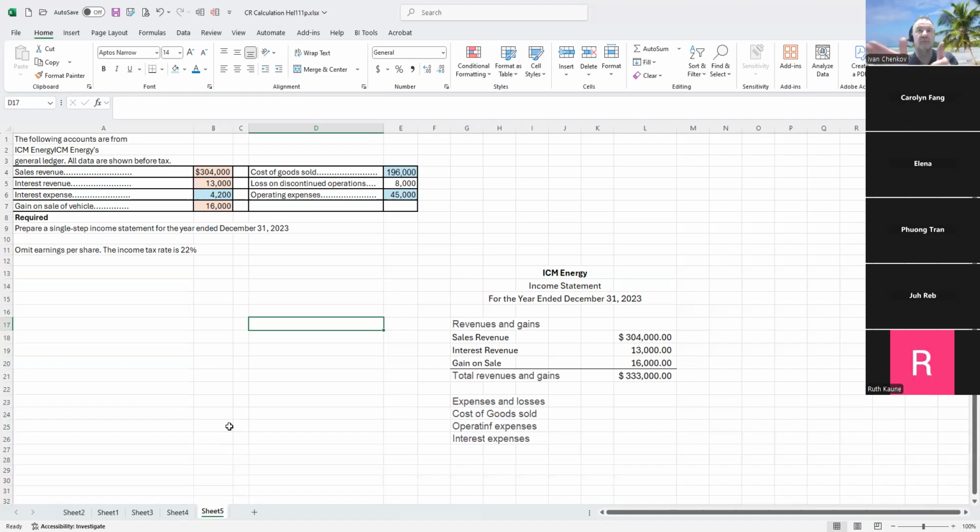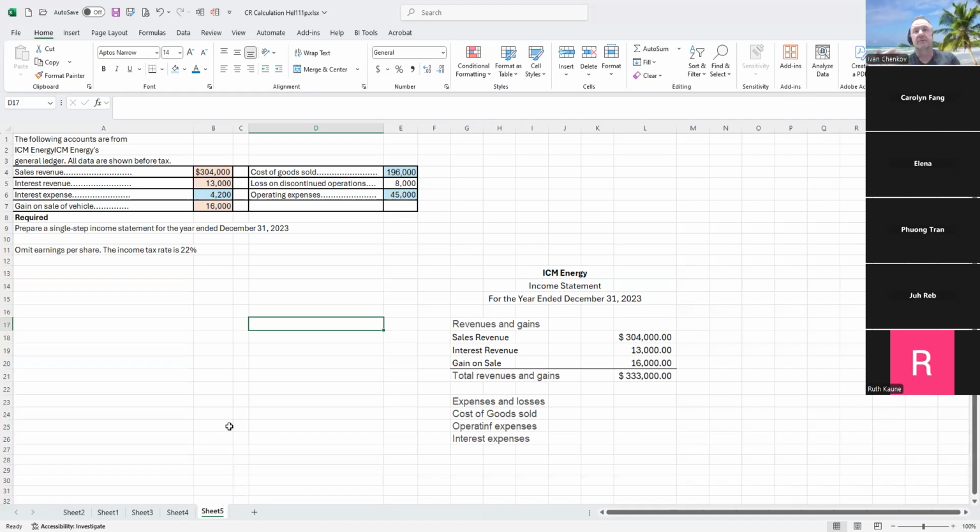How much you're losing from something that's not going to happen again, that's not my concern. Or how much you're making from something that's not going to happen again, that's not my concern as well. I'm trying to see how much you're doing on a continuing basis. Make sense? That's why we're going to separate the continuing operation and the discontinued operation.